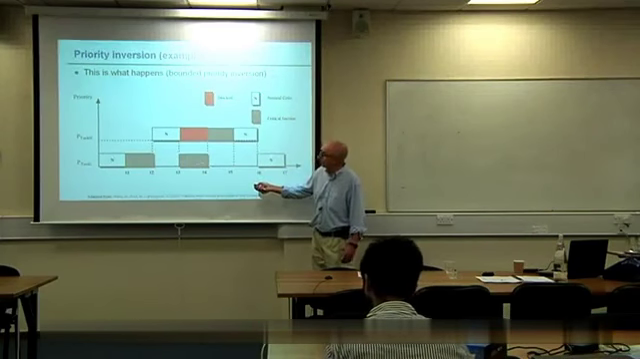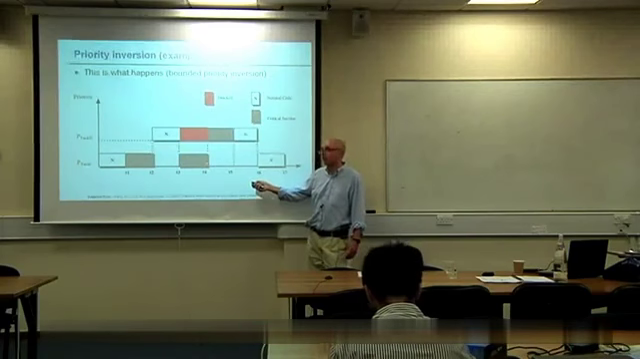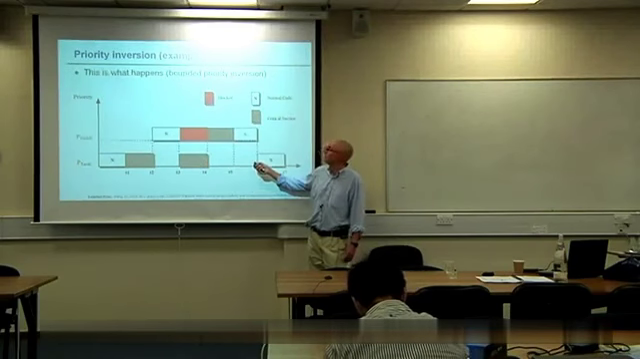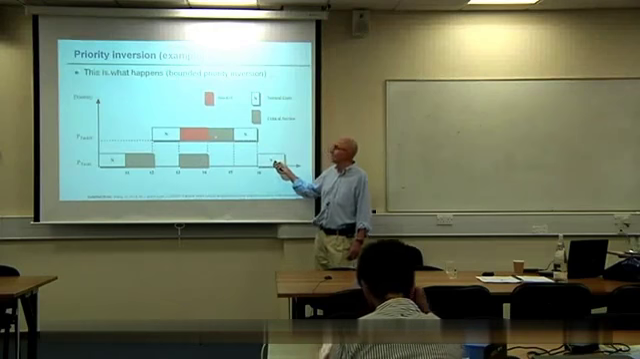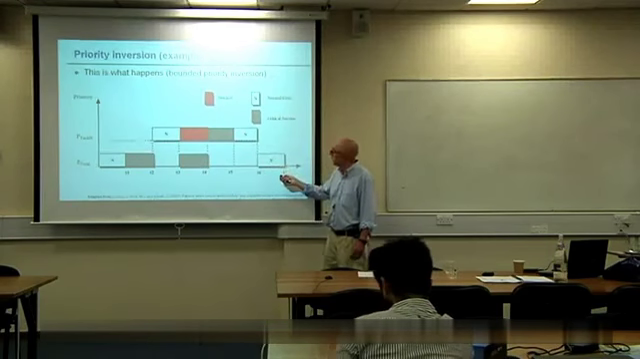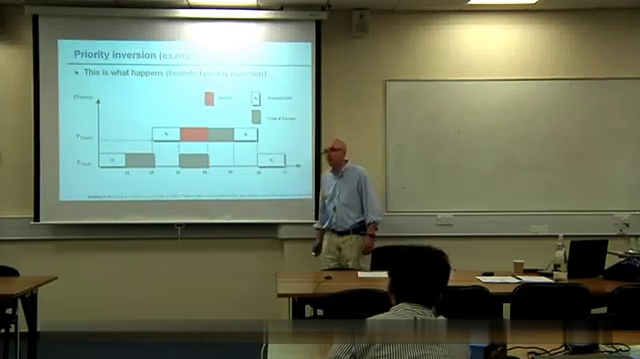Once the low priority task is finished with the ADC, we switch back, run the high priority task to completion, and then we run the last part of the low priority task.